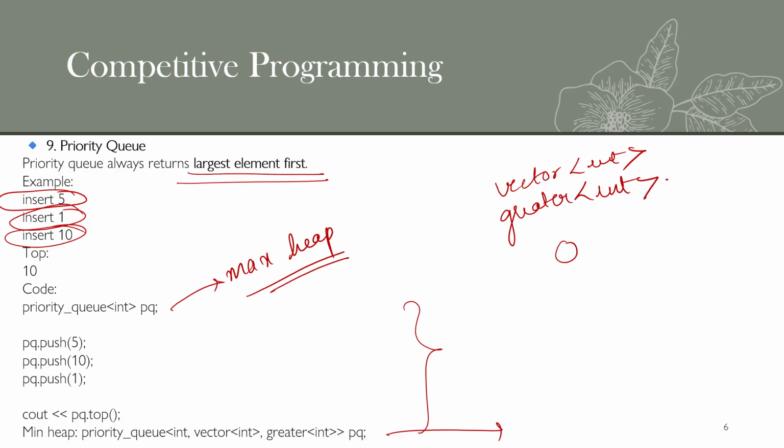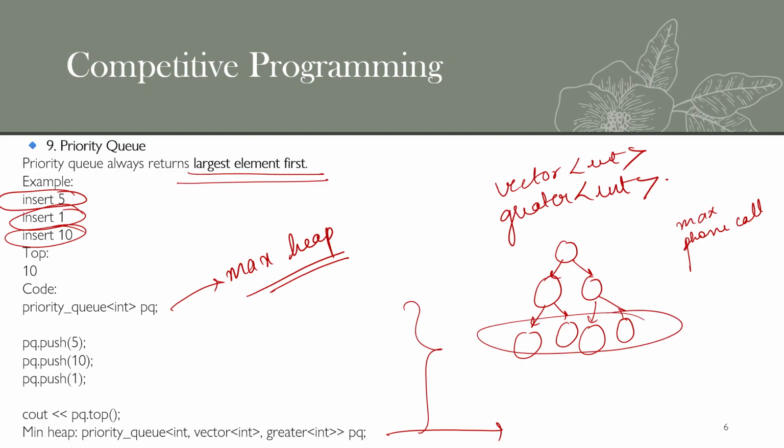Like suppose I give you a question, you have to find the SIM that received the maximum number of calls within a time frame of 30 days. Maximum phone calls. What do you think? Which one should be used? Min heap? Min heap means the minimum will be at the root. Max heap means you'll get the highest at the top. I think max heap will be the best one here because you need to know the SIM that received the maximum calls.